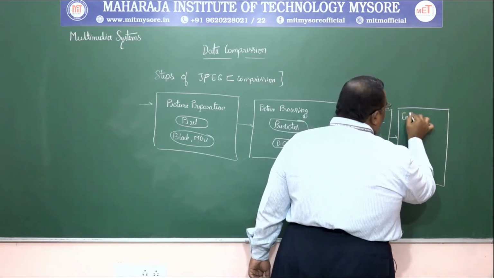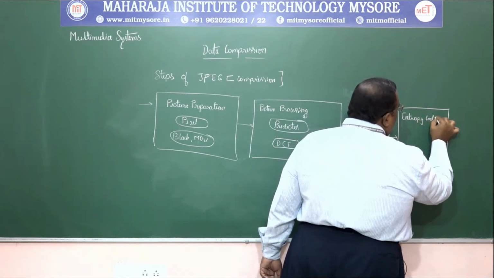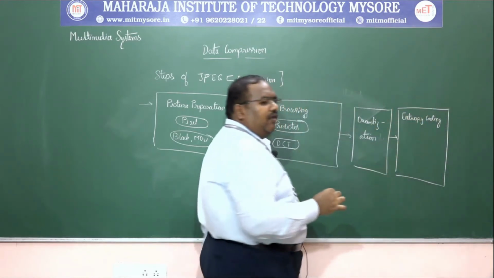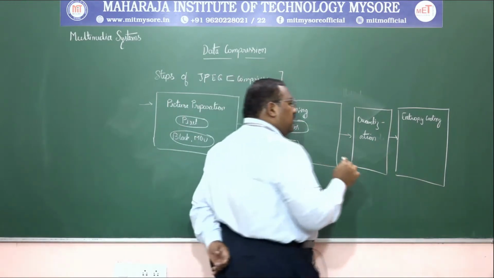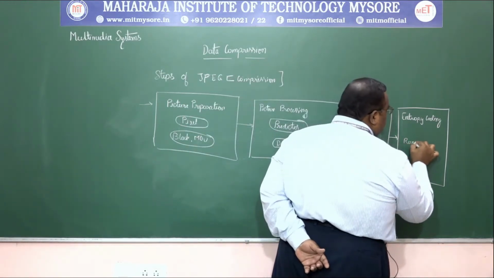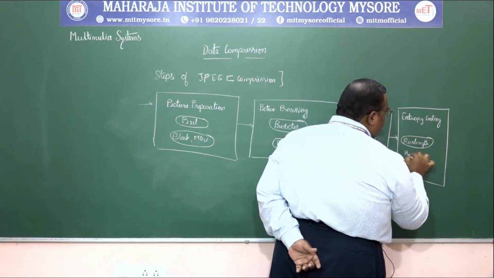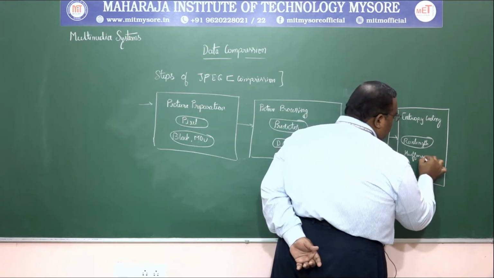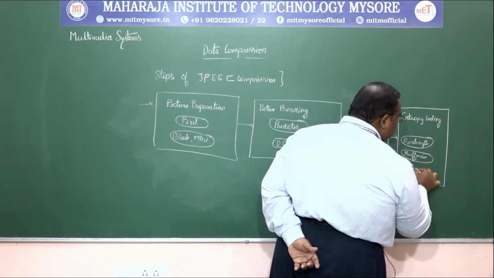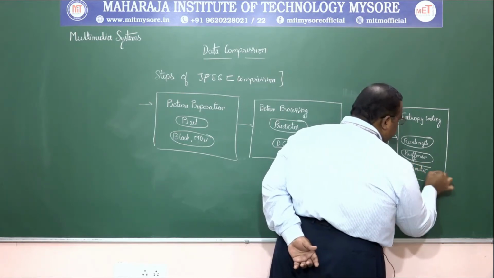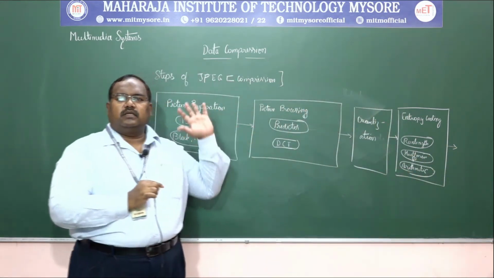We have entropy coding. When we have entropy coding here, we can use the basic three kinds of algorithms that we have discussed, that is run length, Huffman, and arithmetic. And finally, we get a compressed image.